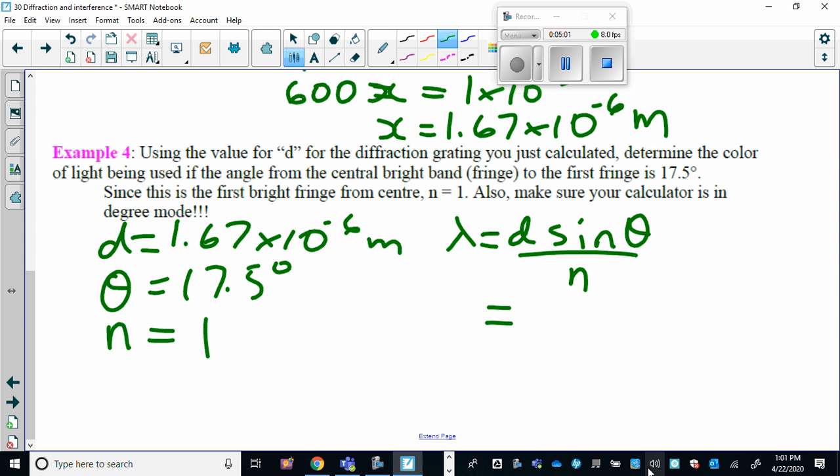And you end up getting 502 nanometers, which coincidentally is green. That was totally unintentional that it wrote that in green. So this is basically green light. All right, and that ends the super interesting concept of diffraction and Young's double slit experiment. Again, I strongly recommend you go on YouTube and watch some videos because it's really fascinating.